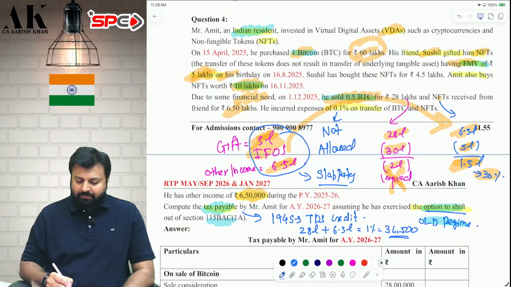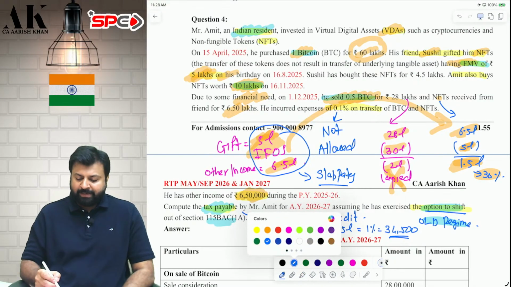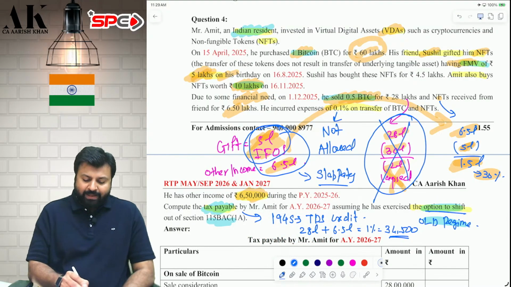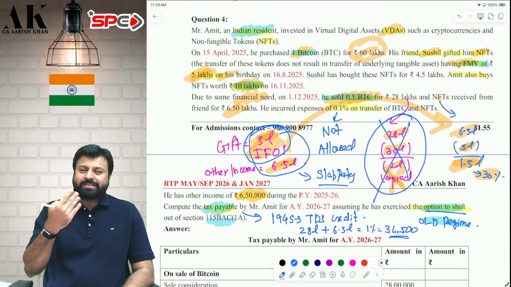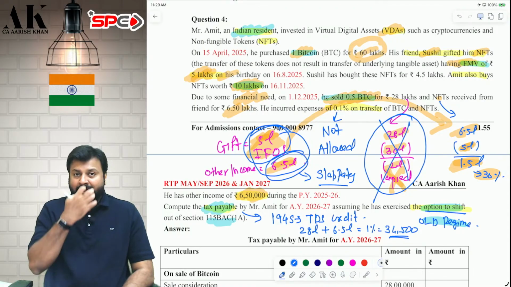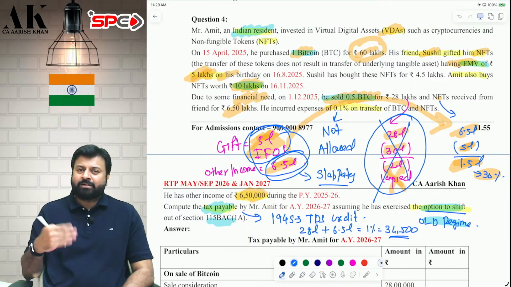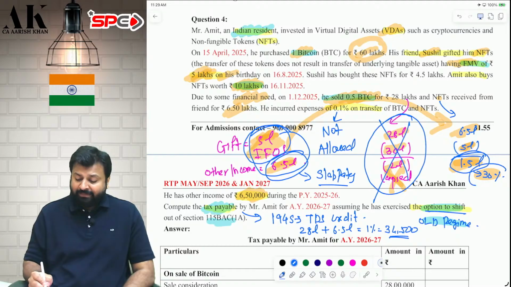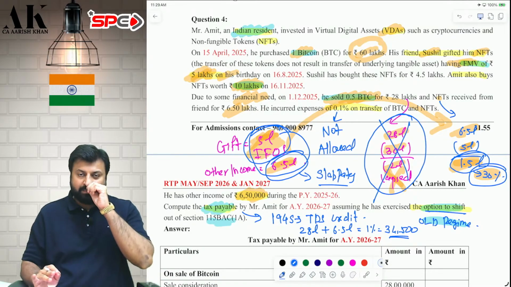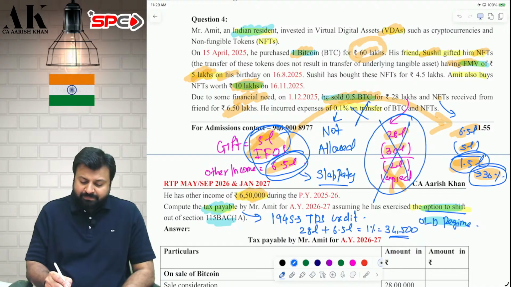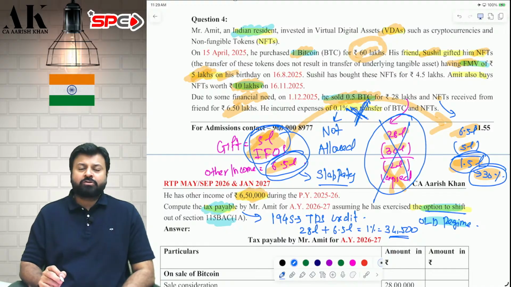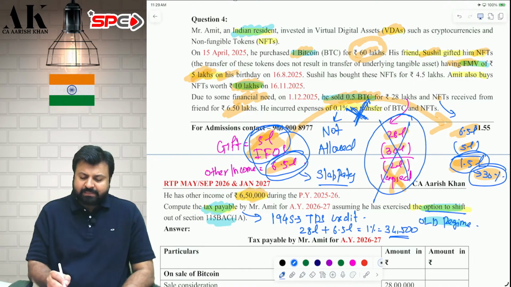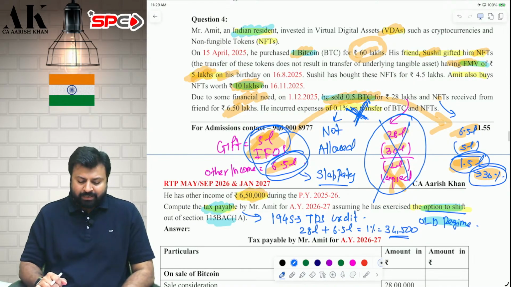So what is the total income of Amit? Amit has made 4 calculations. First, half Bitcoin, there is a loss. This loss is lapsed. Then the 5 lakh rupees income from other sources will be chargeable at normal slab rates, old regime. The 6.5 lakh other income will also be chargeable at slab rates, old regime. This 1.5 lakh on transfer of NFT will be taxable at a flat 30% without any exemption. Transfer expenses are not allowed for Bitcoins and virtual digital assets. I hope it is clear to all of you.